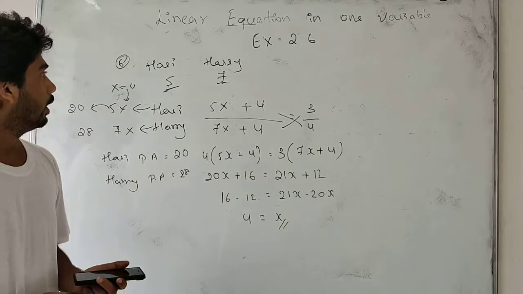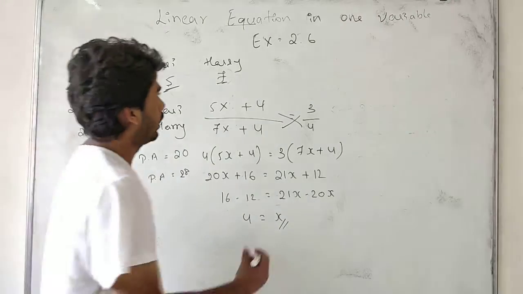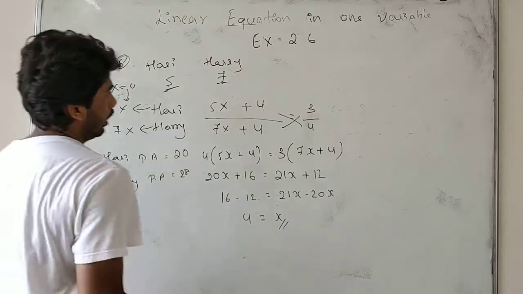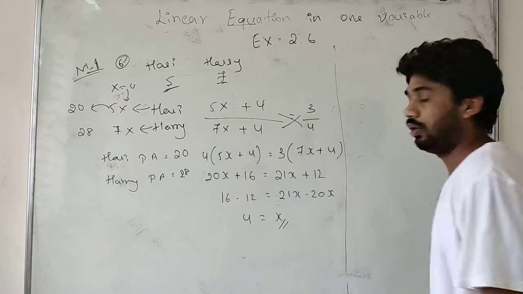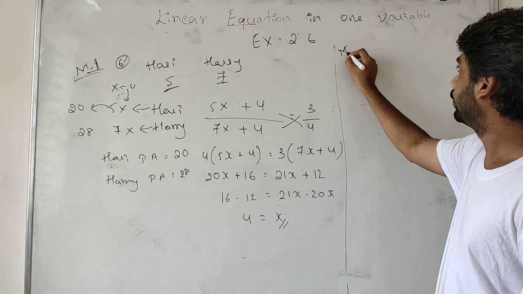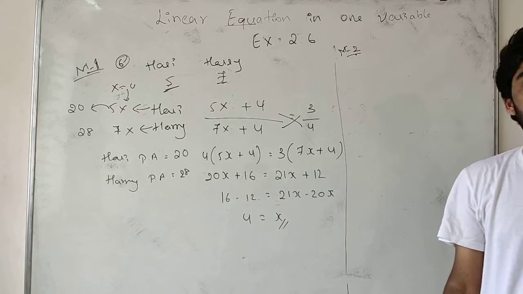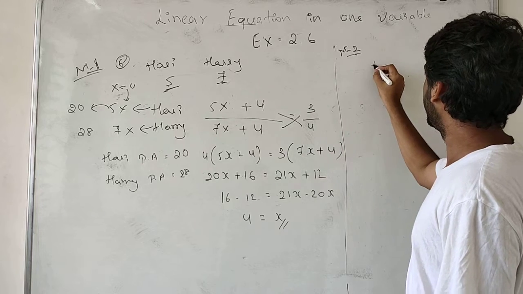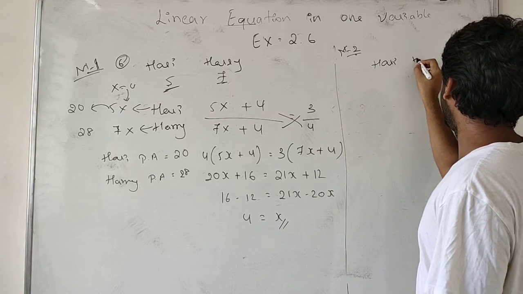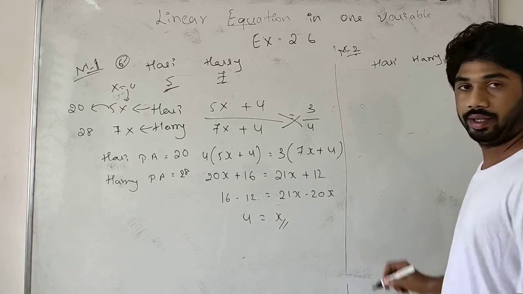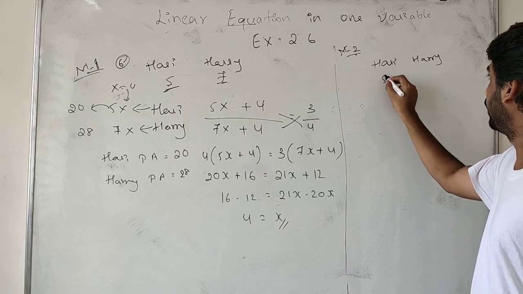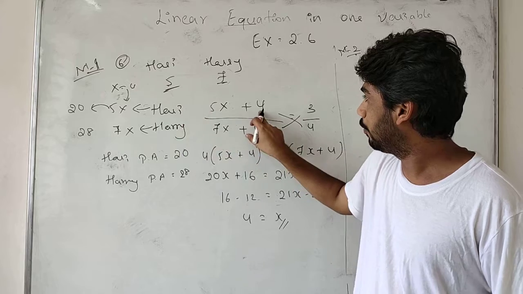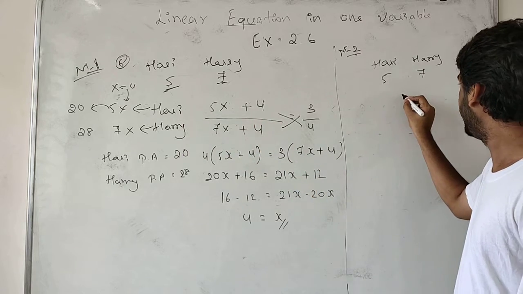Students, one more thing. This problem we can solve in one more method. This is method 1, and I can solve it in one more method, method 2. Whichever method you are comfortable with, please solve with that one. So I will take first Hari and Harry with ratio 5/7. Now there are 4 years ahead, so I will take 4 in between.